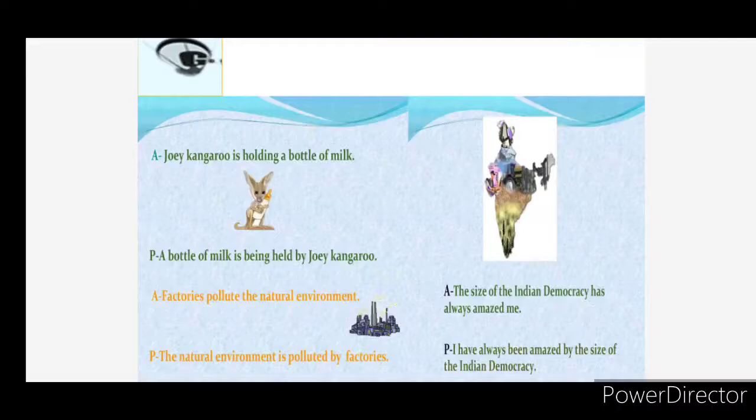Joey Kangaroo is holding a bottle of milk. A bottle of milk is being held by Joey Kangaroo. So this sentence is in present continuous, so it will be changed to is being. Factories pollute the natural environment. The natural environment is polluted by factories. It's in simple present tense.